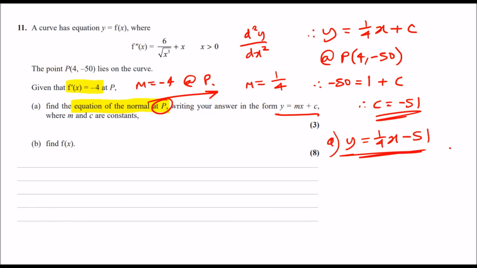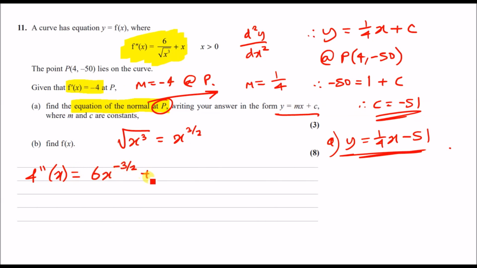So first things first, always write this one in index form, yeah? So I'm going to start from here. So f double prime x equals, well, okay, let's break this apart actually. You've got root x cubed. Well, if it's a square root, it's a power of a half, so this is just x to the 3 over 2. Bring it back on the top line, it's just going to be 6x to the negative 3 over 2, and then plus x.